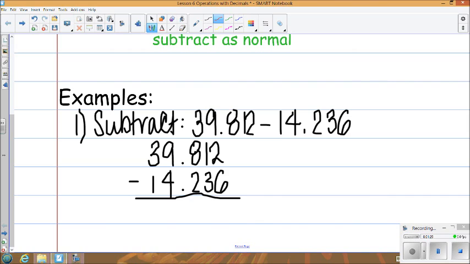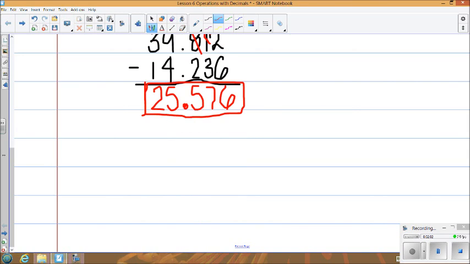So 2 minus 6, I need to take away from this position, so I borrow. So I get 6, need to borrow. So we have 7 here. This becomes 10. 10 minus 3 gives me 7. 7 minus 2 gives me 5. Carrying that decimal place. 9 minus 4 gives me 5. And then 3 minus 1 gives me 2. So then your answer is 25 and 576 thousandths. Let's look at another example.